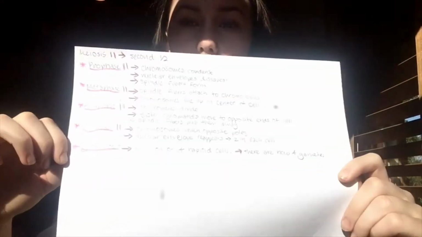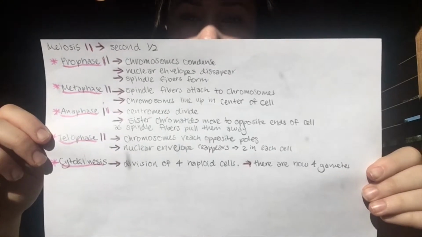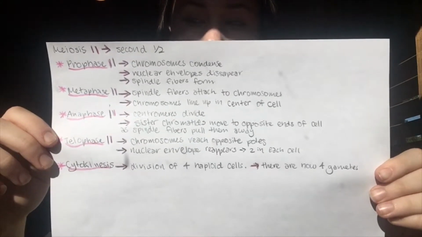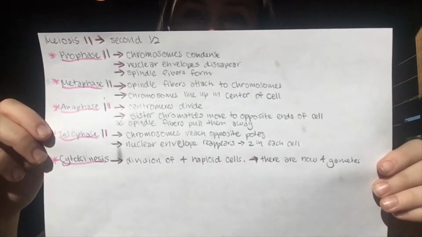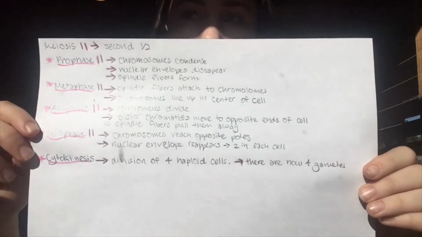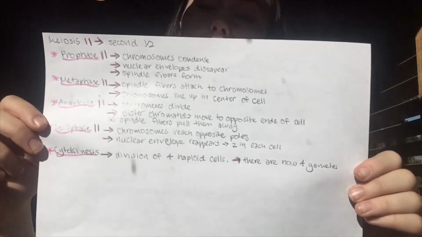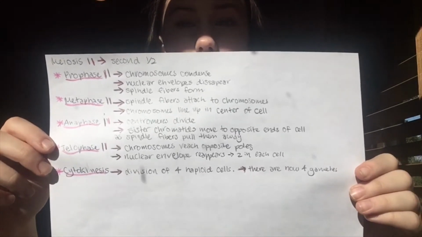Now onto meiosis 2, which is the second half of meiosis. We start off with prophase 2, where the chromosomes condense, the nuclear envelopes disappear, and the spindle fibers form. After that, we move on to metaphase 2, where the spindle fibers attach to chromosomes and the chromosomes line up in the center of the cell.